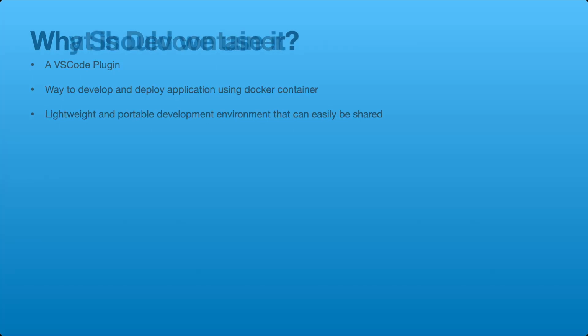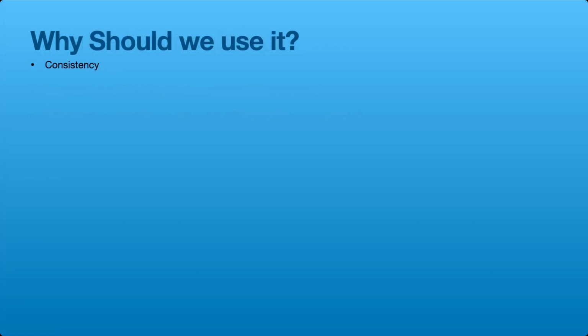How does it do that? Firstly, it provides consistency. When all developers on the project use the same dev container, it ensures that everyone is working with identical tools, dependencies, and configuration. This consistency minimizes the chance of environment related bugs and drastically reduces the time spent on debugging and troubleshooting.